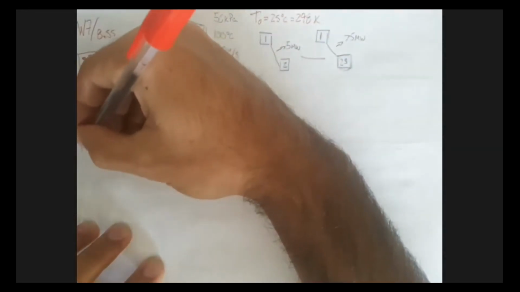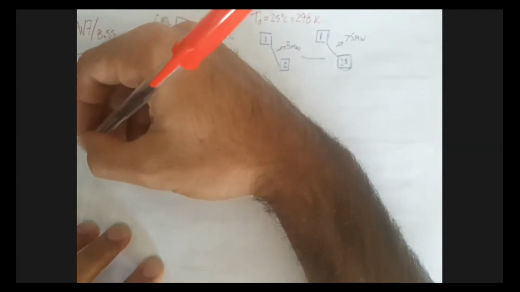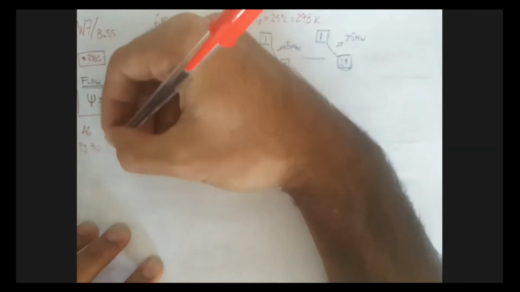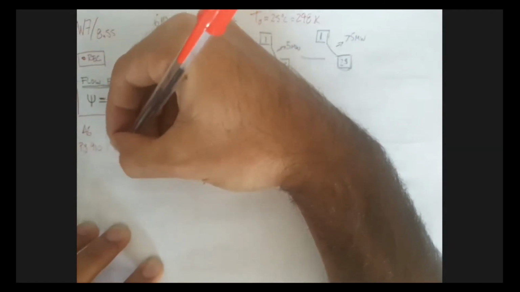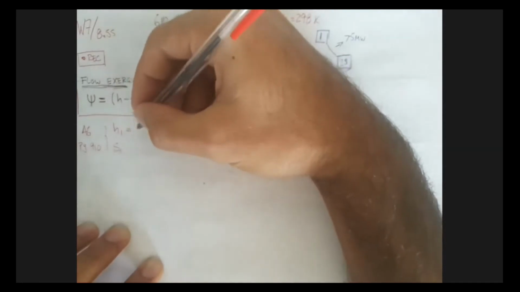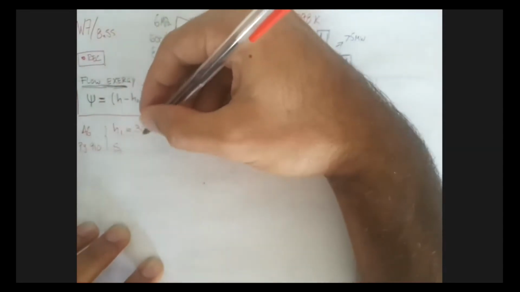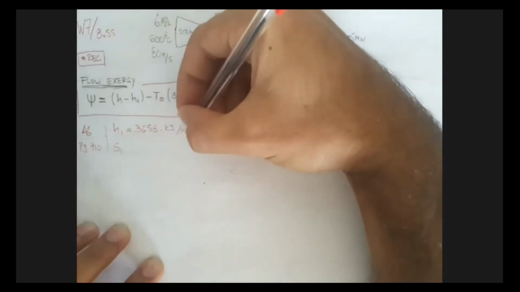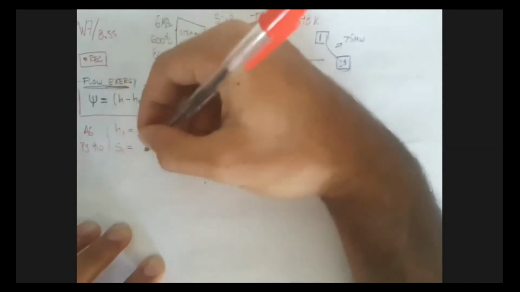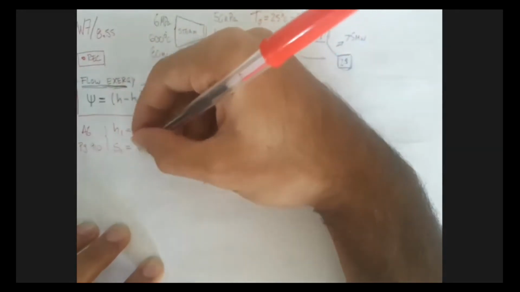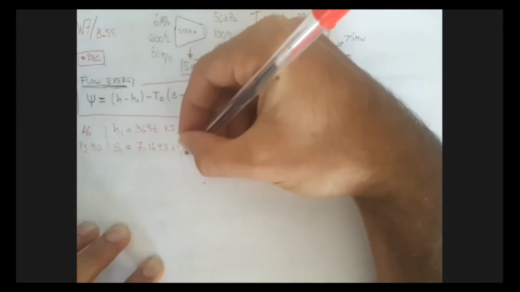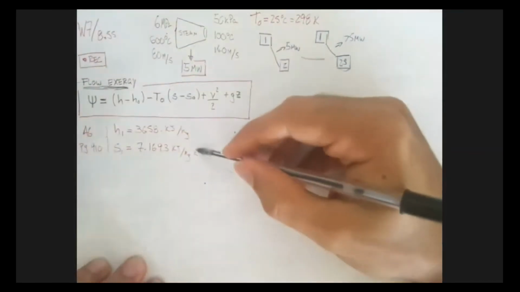Table A6 on page 910. I've grabbed my H1, and I'm also grabbing my entropy, S1. H1 being 3658.8 kilojoules per kilogram, and my entropy being 7.1693 kilojoules per kilogram Kelvin.